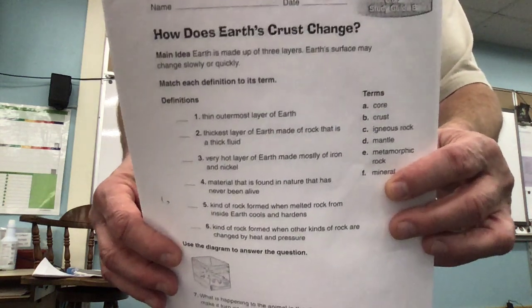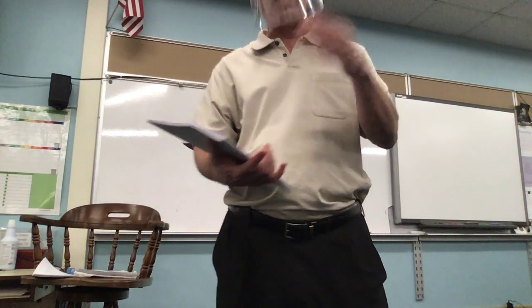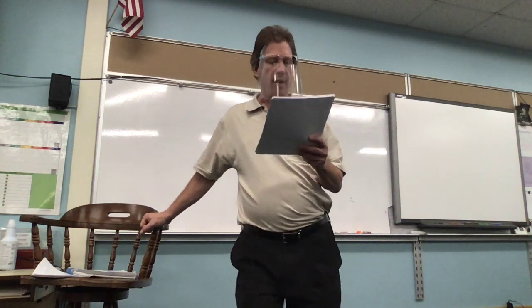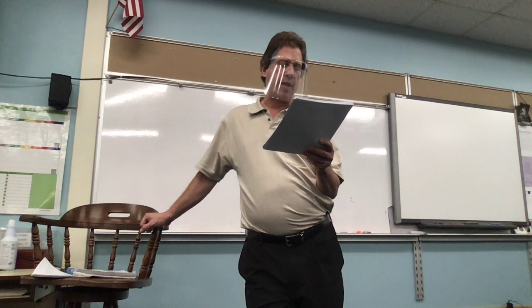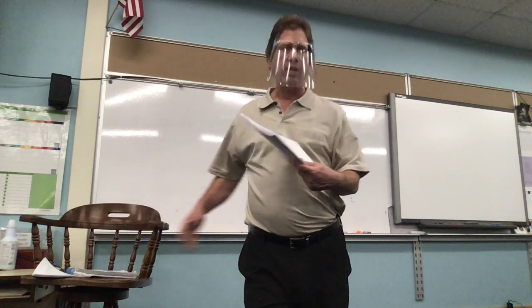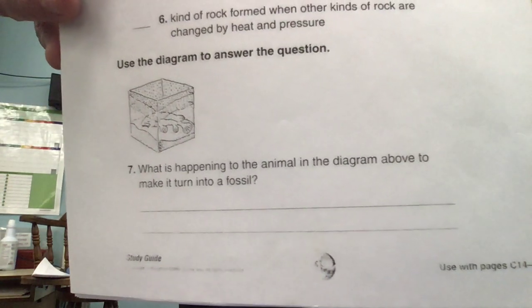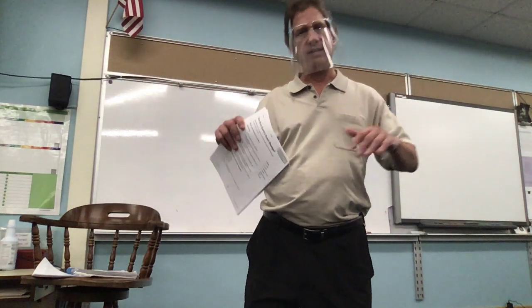In school, we are going to do Study Guide B, and this is just another review. So if you're at home and you don't have this worksheet, that's fine, because it's words that are already on the other study guide. It's just a little bit of matching to see if you can match them up. And the last question says, what is happening to the animal in the diagram, making it turn into a fossil? Basically, it shows it kind of in a cube, and it's just showing over time what can happen to that. Things just keep piling on it.